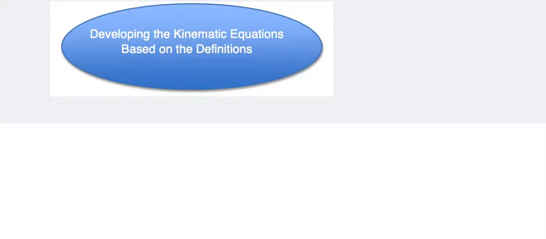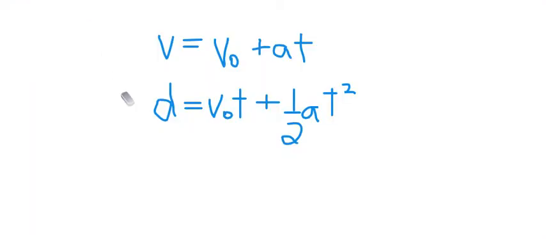Alright, so what are the kinematic equations? The kinematic equations are here. We developed this from a velocity time graph. We developed this from a distance time graph. Now we're not going to use the graphs. We're just going to use definitions of velocity and of average velocity and of acceleration. Okay, so first I'm going to develop this equation.